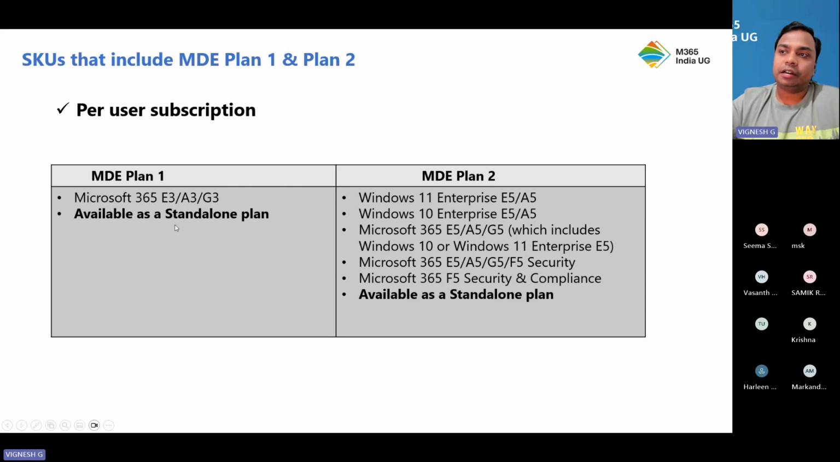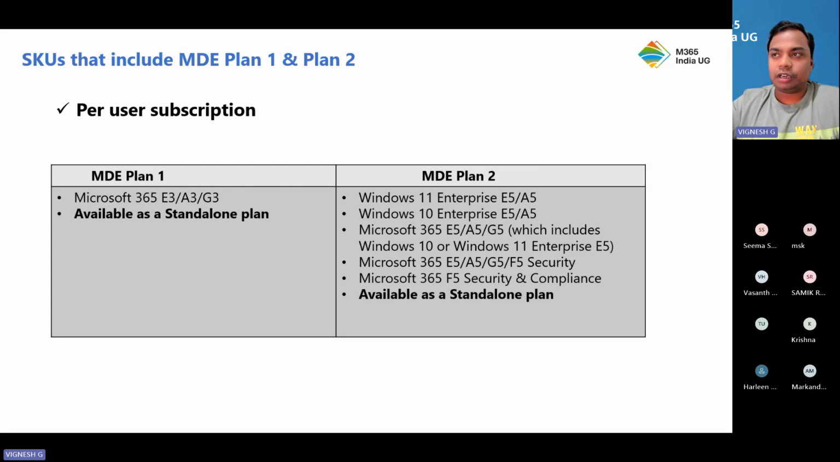But just bear in mind that it is included in E3, A3, or J3 and G3, and it is also available as a standalone plan. So when it comes to MDE Plan 2, these are the different licensing SKUs that give you the Plan 2 capability, and it is also available as a standalone plan. And this is clearly documented on Microsoft's Learn site. You can just go there and read it for yourself.